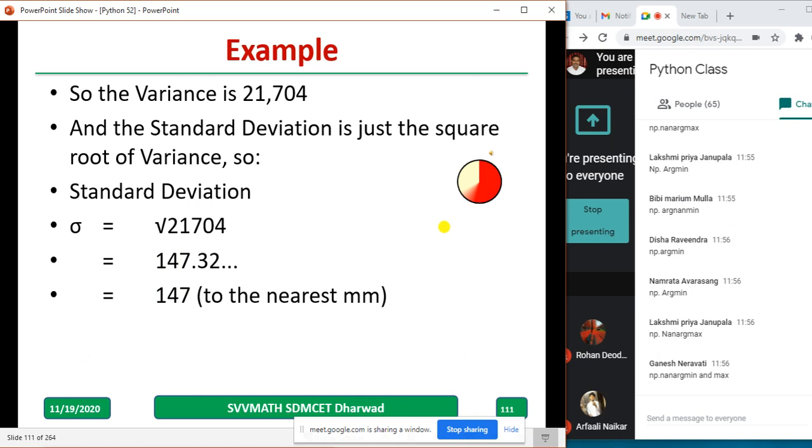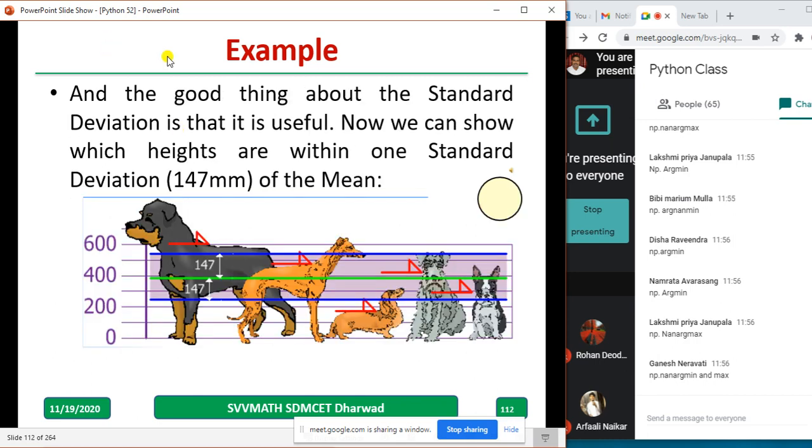Let me go to the next slide. And the good thing about the standard deviation is that it is useful. Now we can show which heights are within the one standard deviation. It is shown 147 above, 147 below. This is just an introduction about the standard deviation and variance, for those who don't know anything about those two. Even though you might have studied, you may not be remembering.